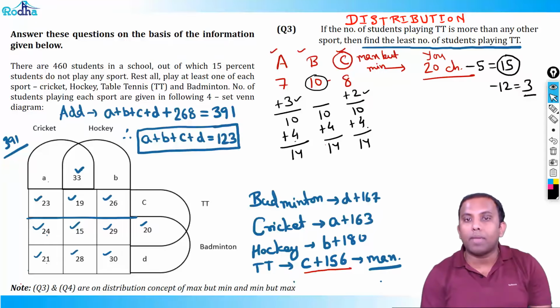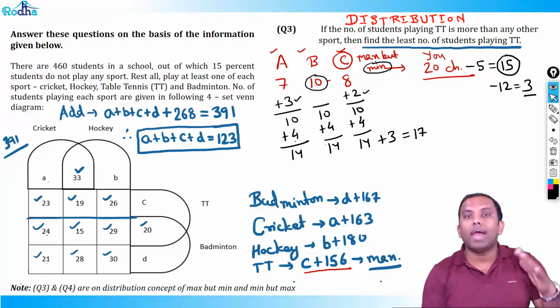Again, I want to give C maximum, right? But if I again give all 3 chocolates to C, C will have 17. That is a maximum number, but that number will not be minimum. I want maximum but minimum. That means maximum, but that number should be as least as possible.